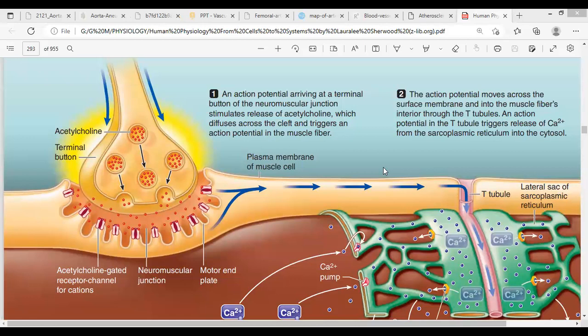Hakuna mtu anataka kujaribu. The diagram is literally right there. You can read what is in the diagram and explain what you remember.